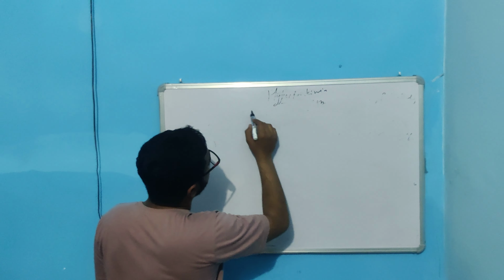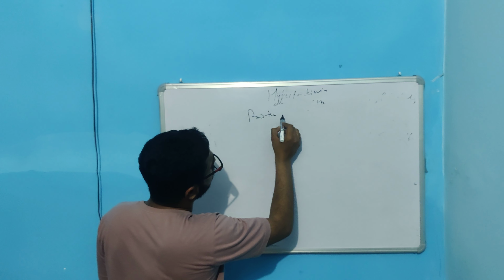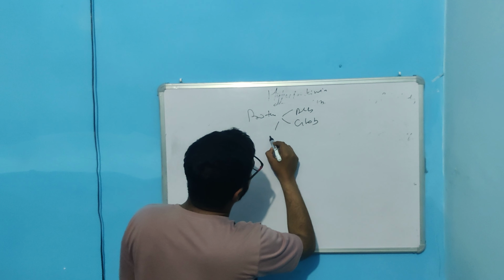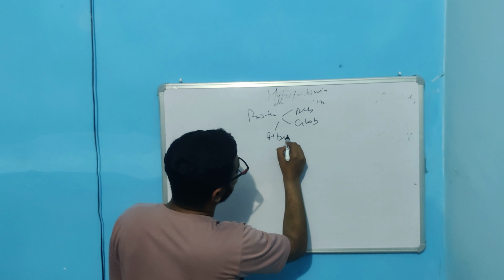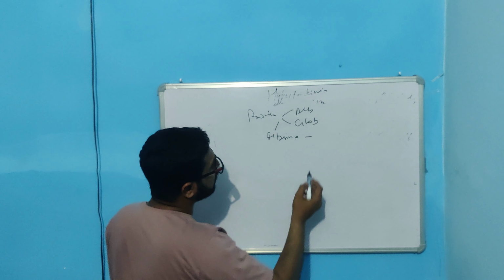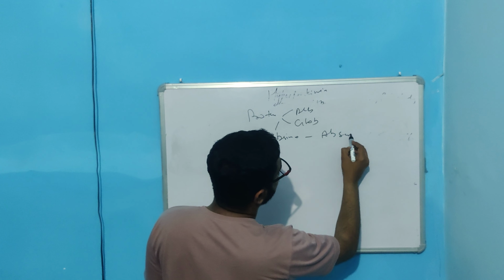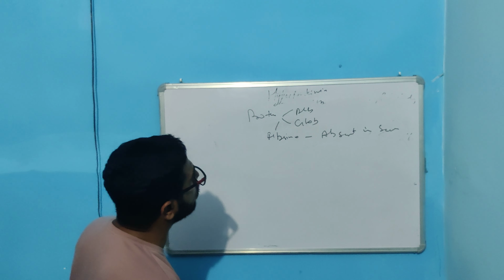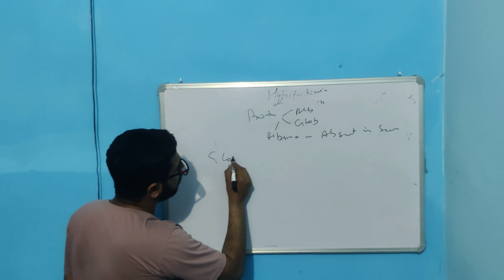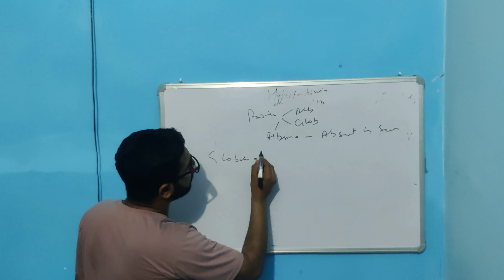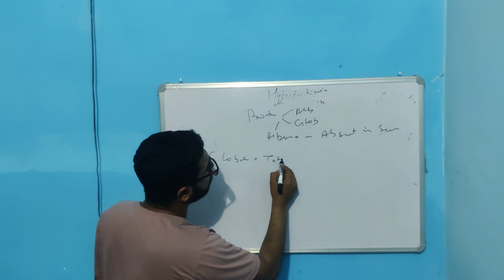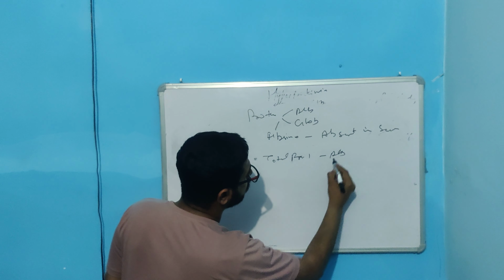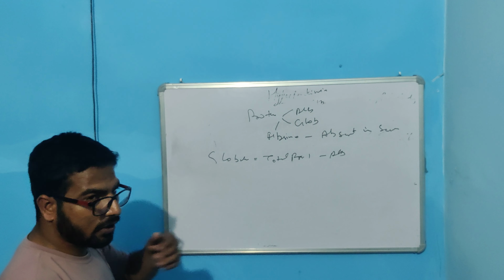Good morning. Today I am discussing hyperproteinemia. There are three different types of proteins in the blood: albumin, globulin and fibrinogen. Fibrinogen is absent in serum. If you want to calculate globulin, you can easily calculate it as total protein minus albumin. So this is how you calculate globulin.